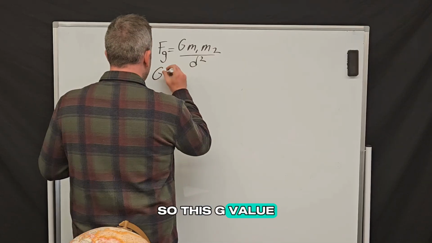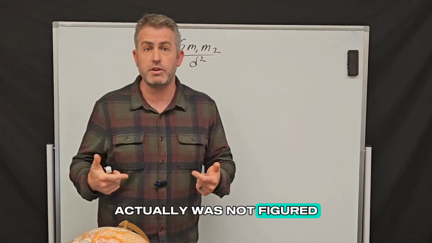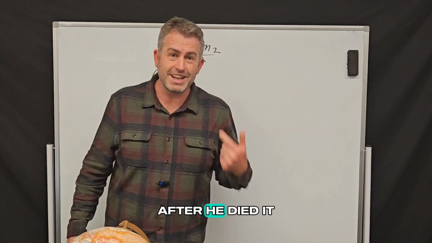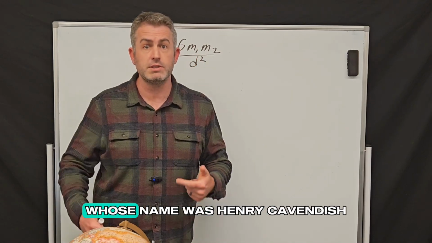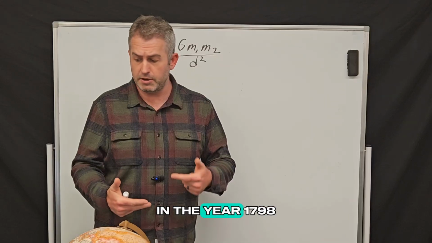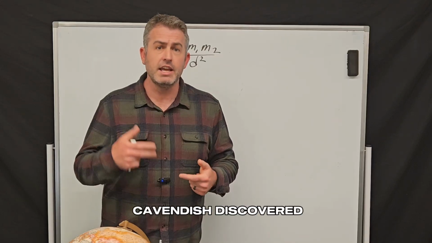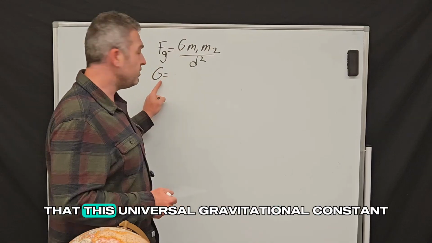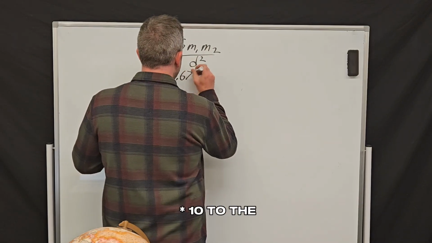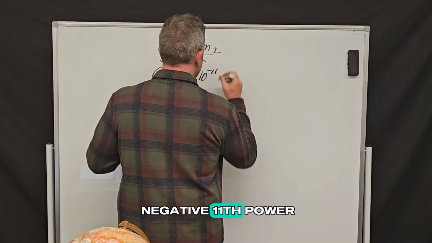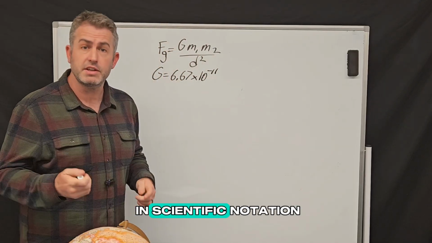So this G value actually was not figured out by Isaac Newton. After he died, it was discovered through experimentation by another person whose name was Henry Cavendish. In the year 1798, Cavendish discovered that this universal gravitational constant is equal to 6.67 times 10 to the negative 11th power. And this is written in scientific notation.